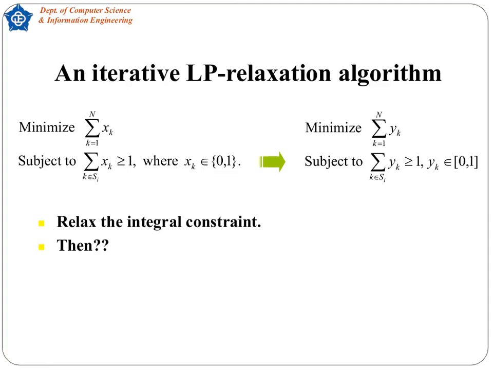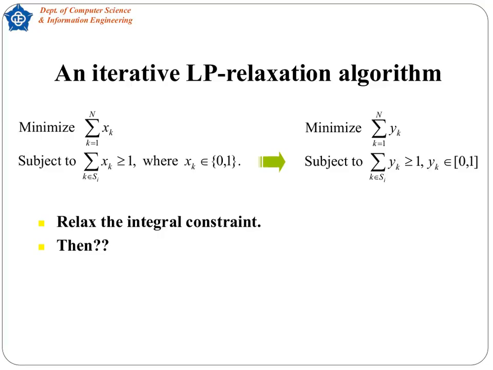Building on our model, let's look at the original covering problem on the left. We minimize the sum of binary variables x, ensuring each set S contains at least one selected element. Next, by relaxing the integrality condition, replacing x element of 0, 1 with continuous y element of 0, 1, we arrive at the LP on the right, still enforcing each set's sum is greater than or equal to 1. In other words, we've lifted the integer restriction and now allow fractional choices.